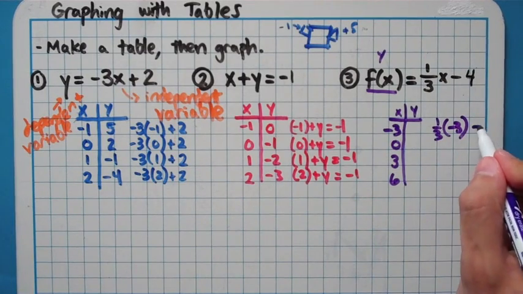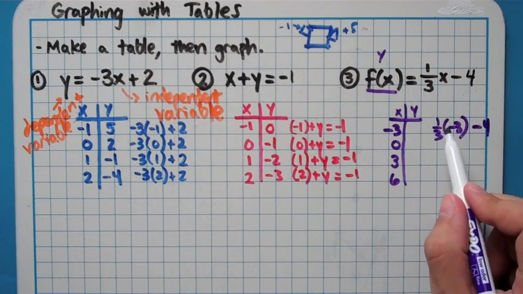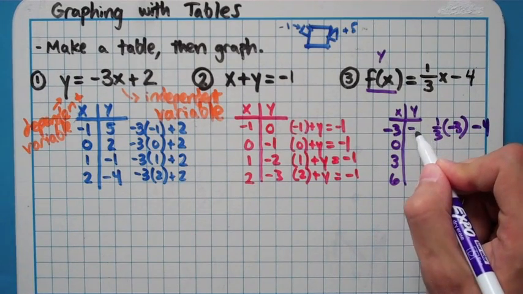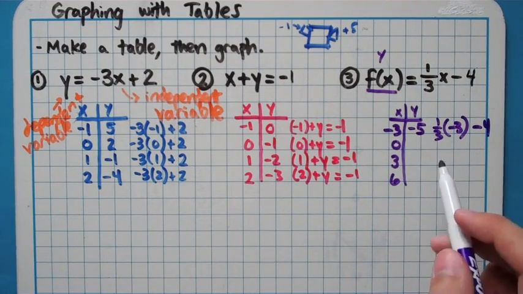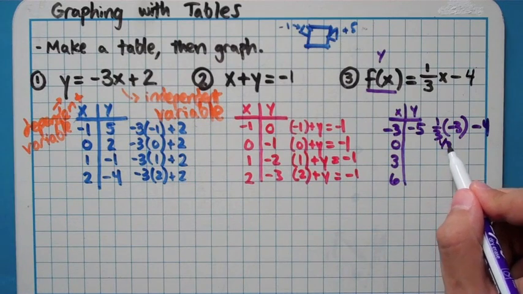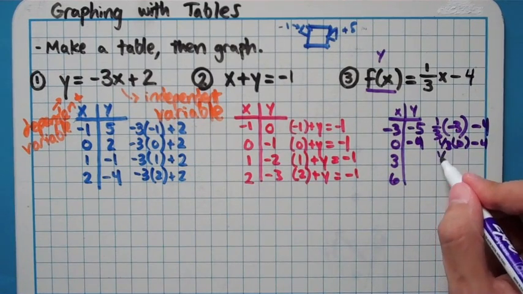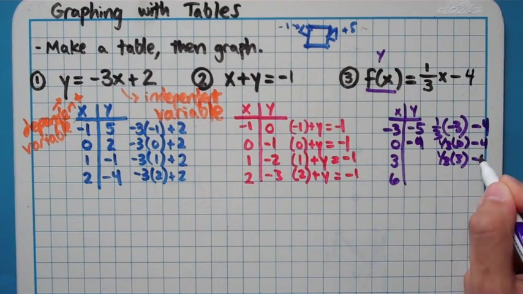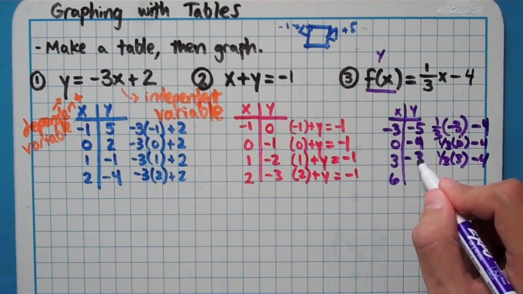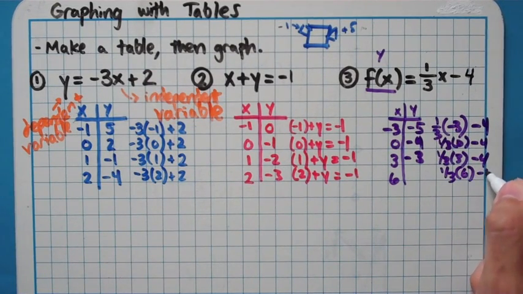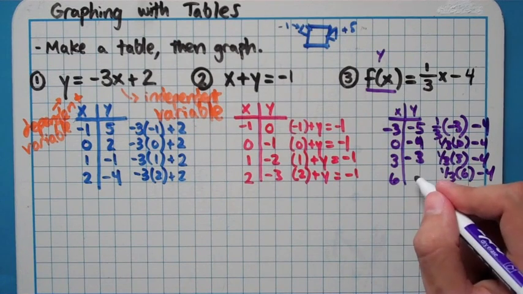1/3 times -3 minus 4. 1/3 times -3 is -1. And -1 minus 4, I get out a -5. Nice whole number, no decimal or fraction there. 1/3 times 0 minus 4. 1/3 times 0 is just 0 minus 4. I get out a -4. 1/3 times 3 minus 4 is 1 minus 4, which is -3. And finally, if you plug in this guy right here, you are going to get out 2 minus 4 is -2.